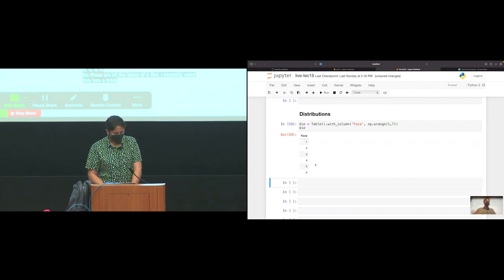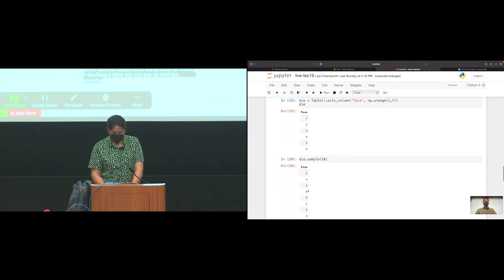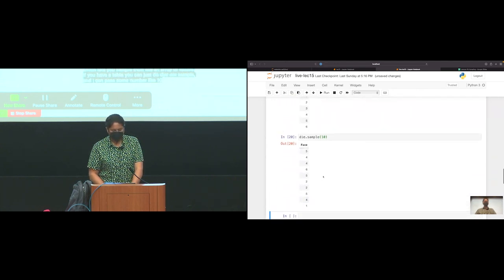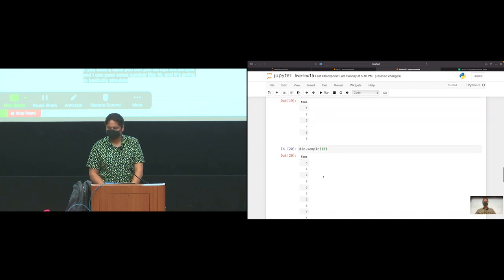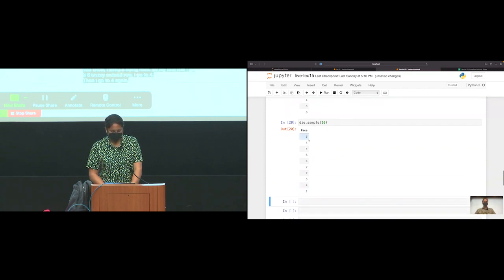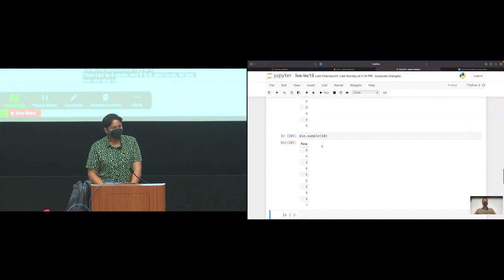Then we can sample from this table. Last week we talked about np.random.choice, which lets you sample from an array of values. If you have a table, you can just do die.sample, and I can pass a number like 10, and it's going to simulate rolling a die. On my first roll, I get a 5. On my second roll, I get a 4. Then I get a 4 again. Then I get a 6, and so on. You can see all the rolls of your die here, and you can simulate this.